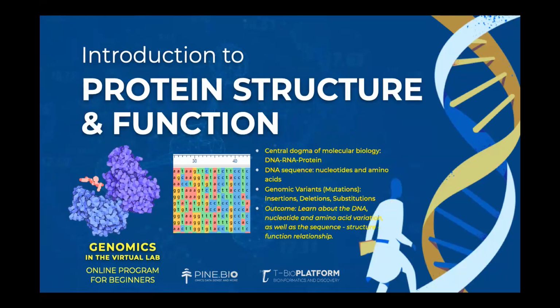In the second session, as I was telling you, we will be learning about genomic variants. In this session, we will learn about DNA, nucleotide, and amino acid variants, as well as how structure and function correlate. So what happens in structure, and how it affects its function. Think about it like that.